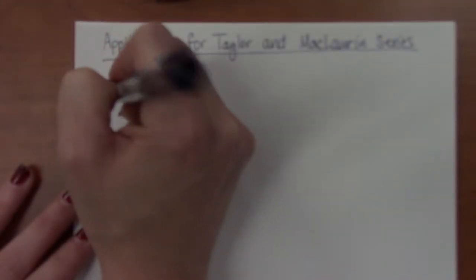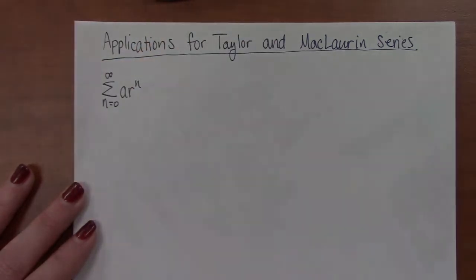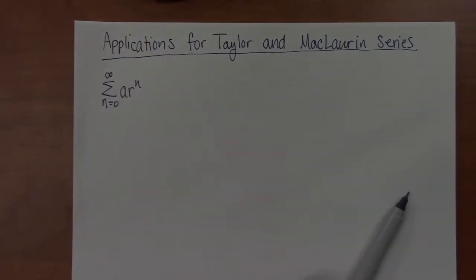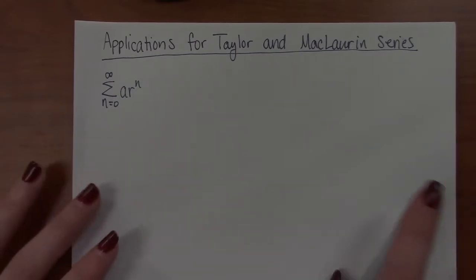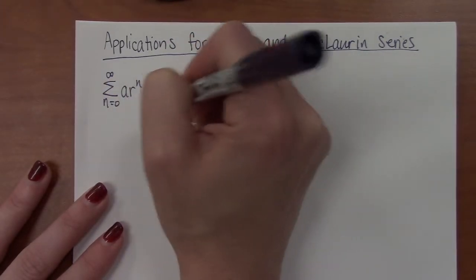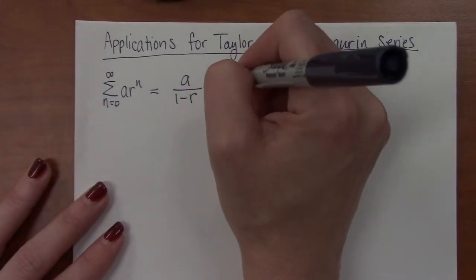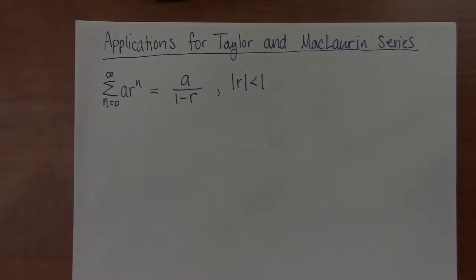So let's start with something really basic, and that is the geometric series. We saw early on that the geometric series is of the form a times r to the n, and this converges whenever the absolute value of r is less than 1. A can take on any value we want because it's just a constant. Furthermore, we saw that if we're summing it from 0, we proved that it sums to a over 1 minus r, and this is all okay as long as the absolute value of r is less than 1.